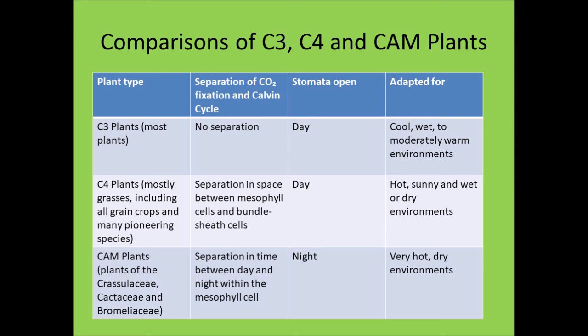So to compare C3, C4 and CAM plants: C3 plants, which is most plants that are known, have no separation of carbon dioxide fixation and the Calvin cycle. Their stomata remain open during the day and they are adapted for cool, wet to moderately warm environments. C4 plants, which include all grasses, including the grain crops and many pioneering species, separate in space their carbon dioxide fixation and Calvin cycle processes between the mesophyll cells and the bundle sheath cells. The stomata are open during the day and they tend to be adapted for hot, sunny and wet or dry environments.